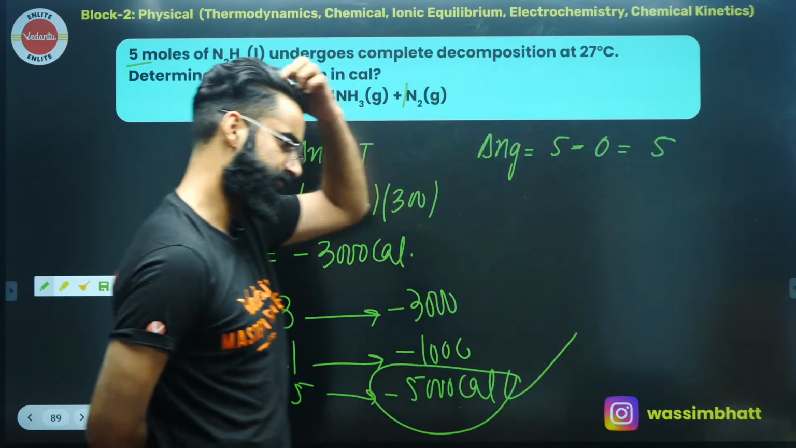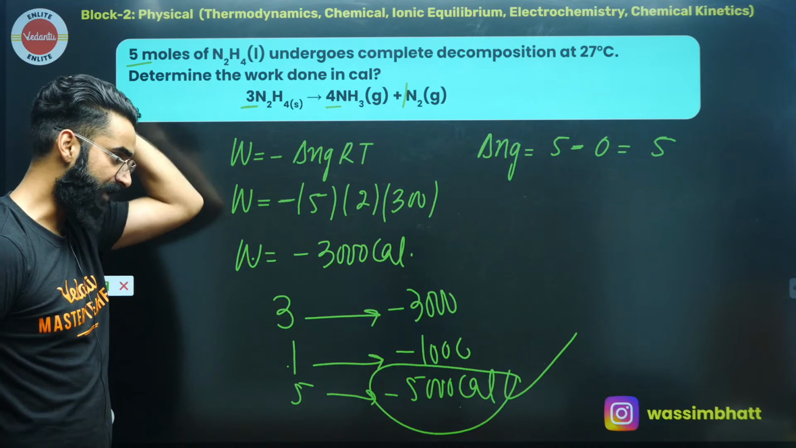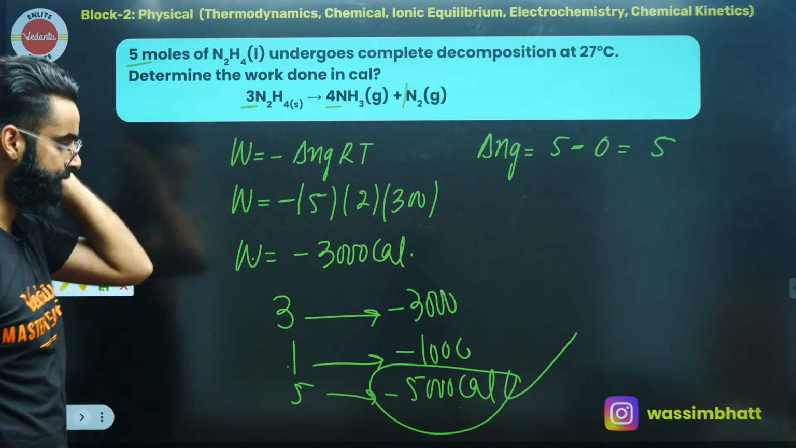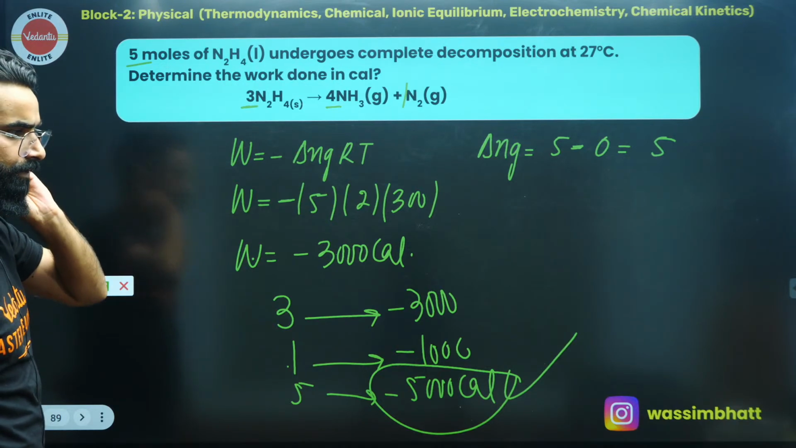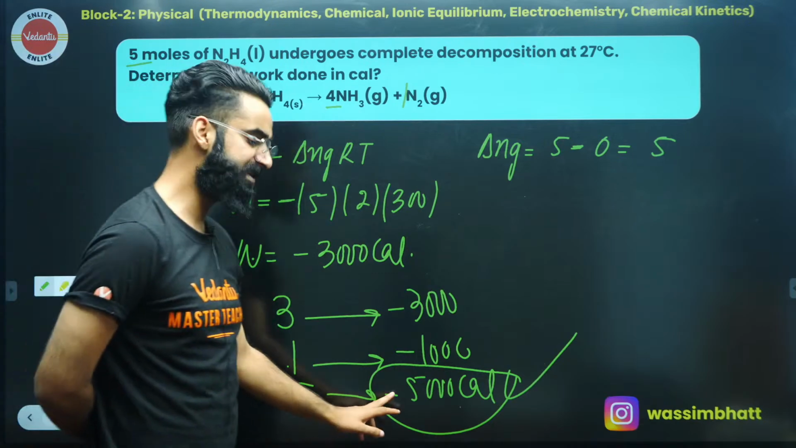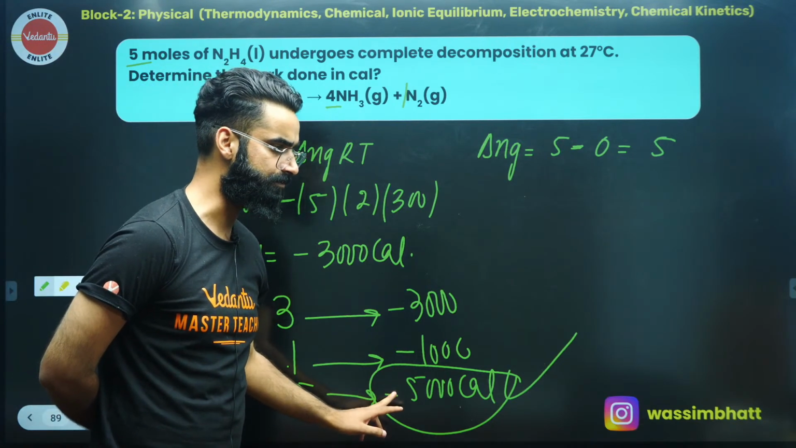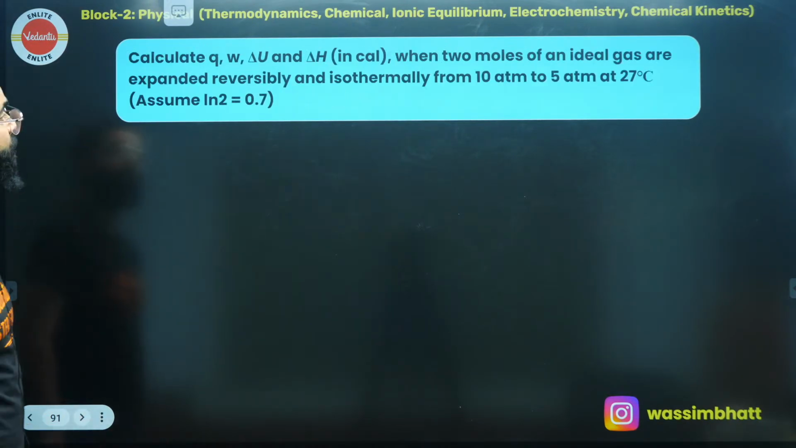Perfect. I'm sure this is clear. So minus 5000 is going to be the correct answer of the question. Perfect, guys? Right? Absolutely. What does this minus signify over here? That means work is done by the system, right? I hope you know that. Perfectly done. Moving on to one more.